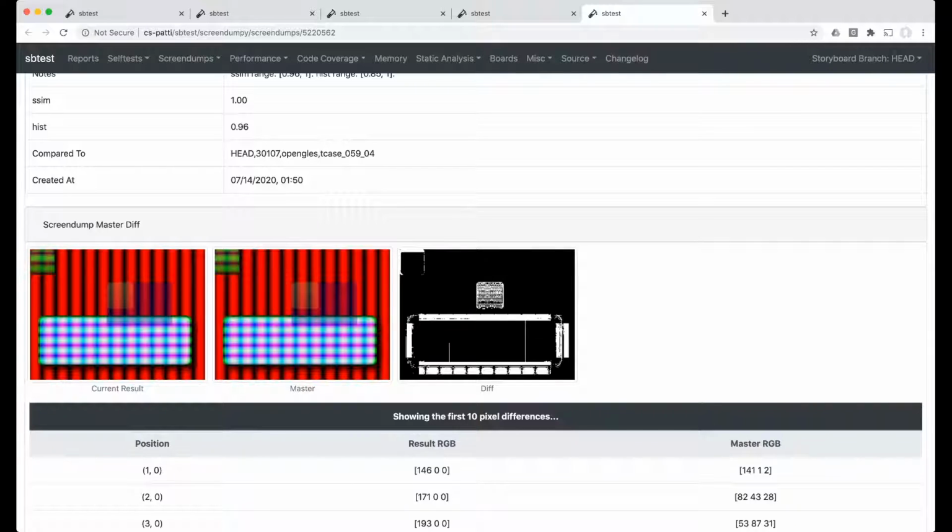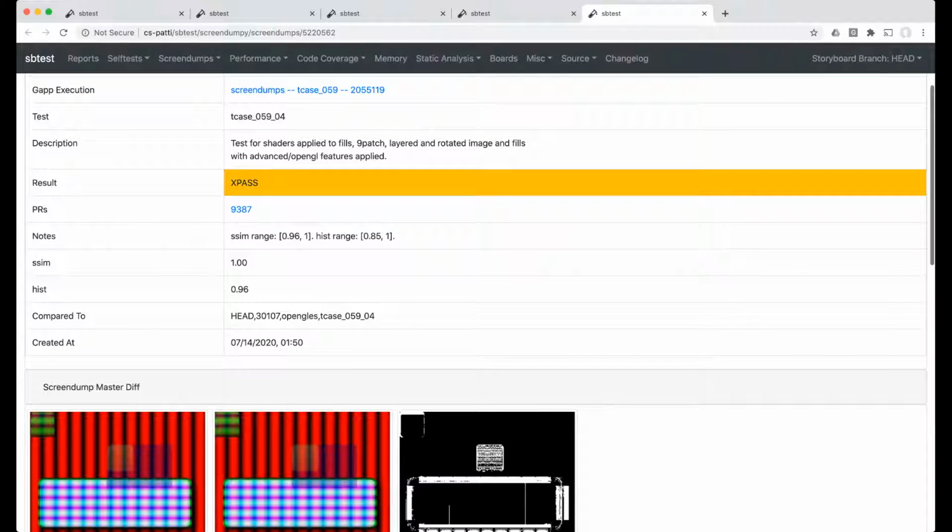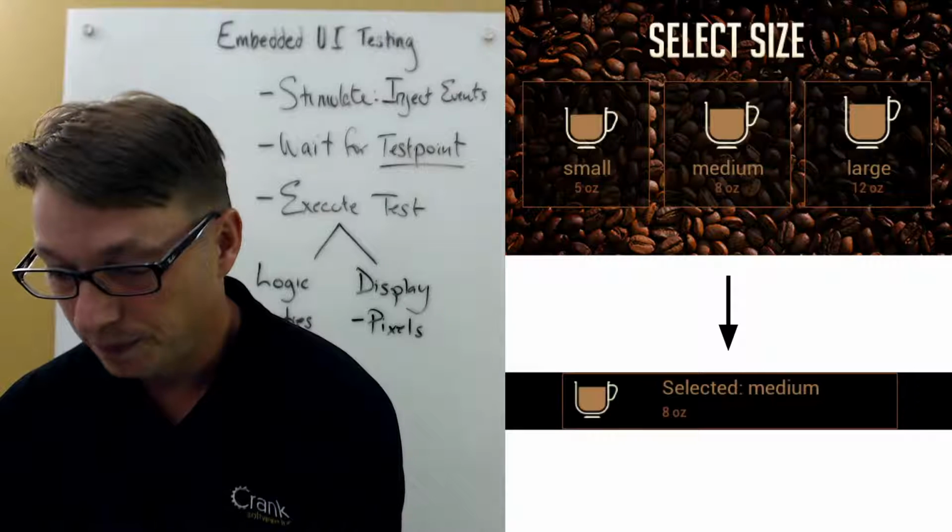And so to compensate for that difference between technologies, we can use the SSIM and the histo values as a benchmark and then put them into ranges. And this is the same sort of technique that you can use within your own user interfaces. So let's go back to our scene now.